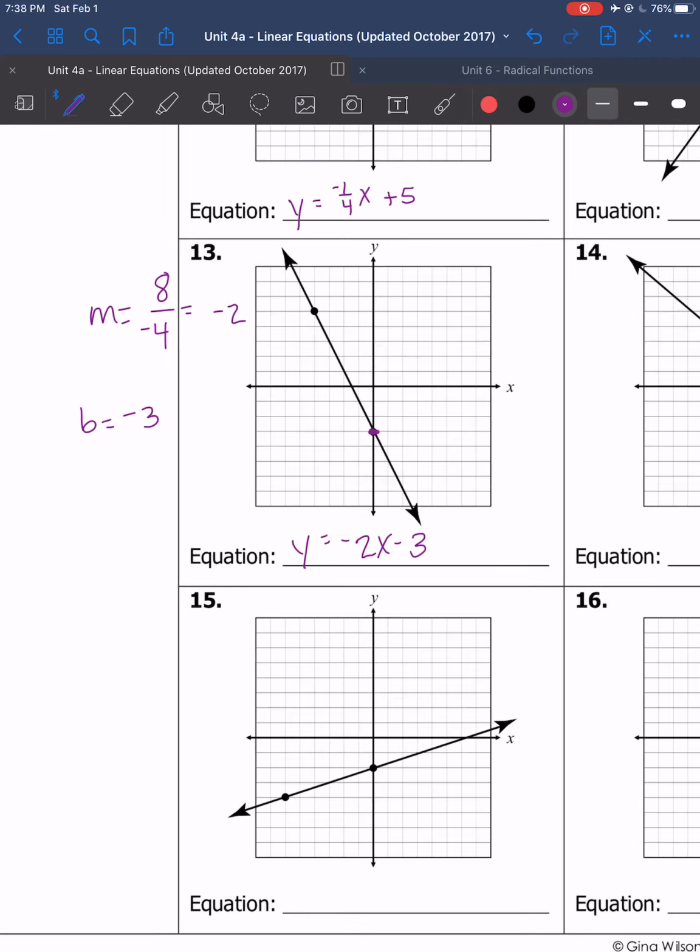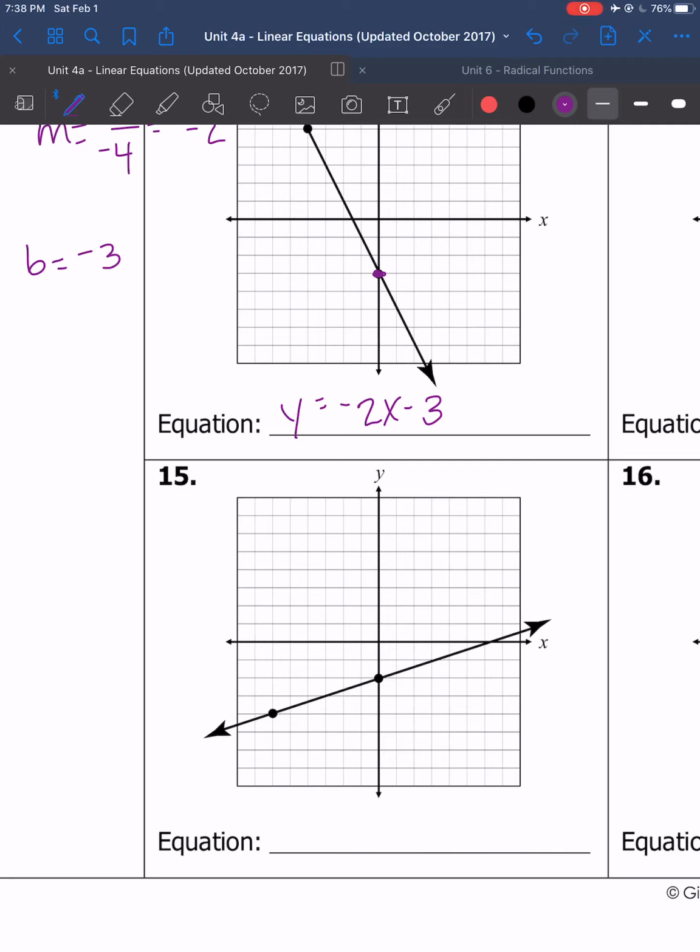Last but not least is 15 here. m is something and b is going to be something as well. Let's switch it up and do b first. Well, b is negative 2. Let's find our slope. We're rising 1, 2, and we're running 1, 2, 3, 4, 5, 6. So we rose 2, and we're running 6, which simplifies to 1/3. So y equals 1/3 x minus 2. So that's slope-intercept form.